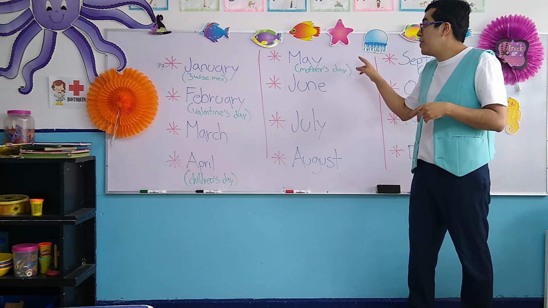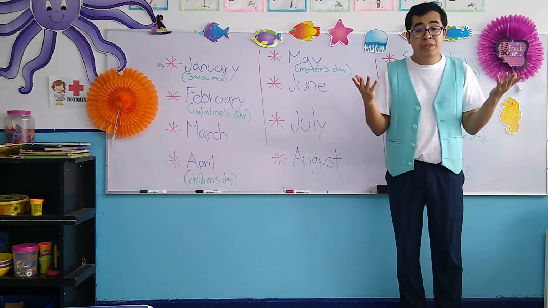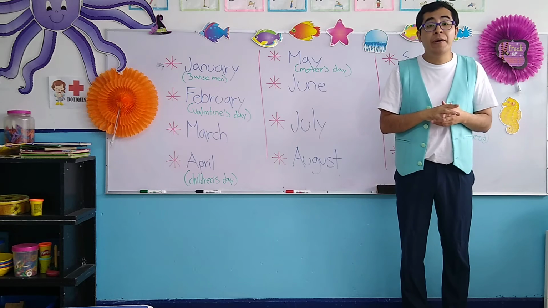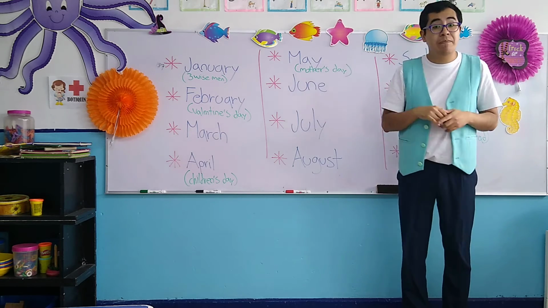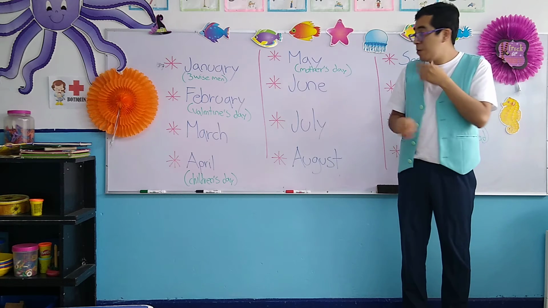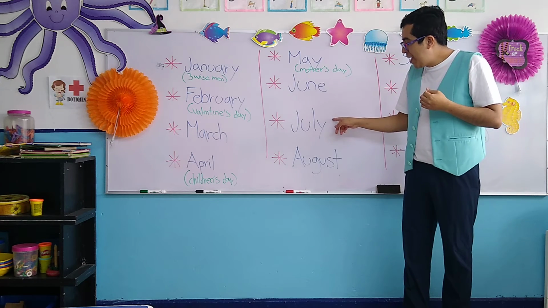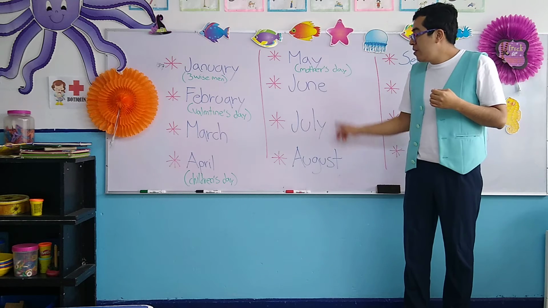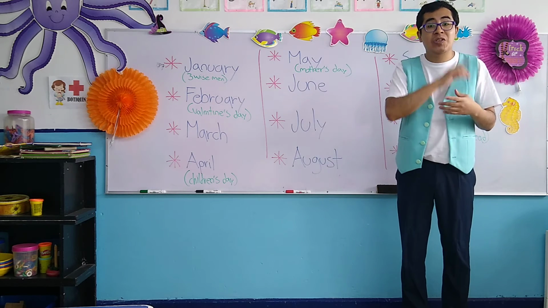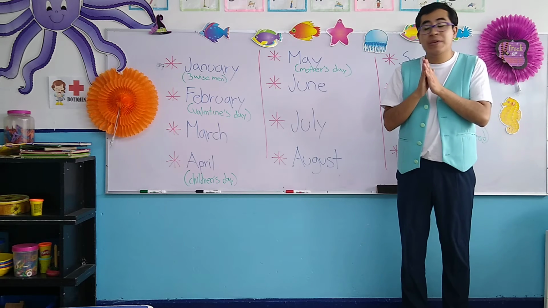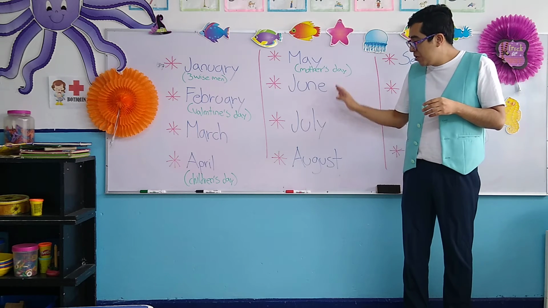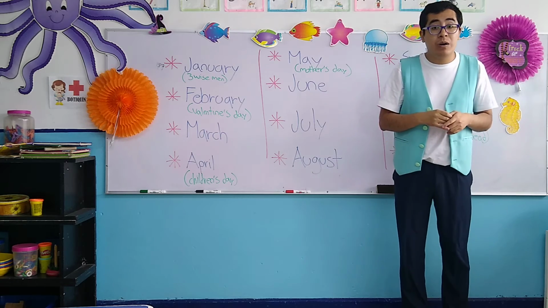Let's continue with May. Now, what happens in May? We have Mother's Day, okay? El Día de la Mamá, that happens in May. Let's continue. In June, July, and August, there is nothing special except vacation or holidays, vacaciones, that happens in these 3 months. June, July, and August, okay?